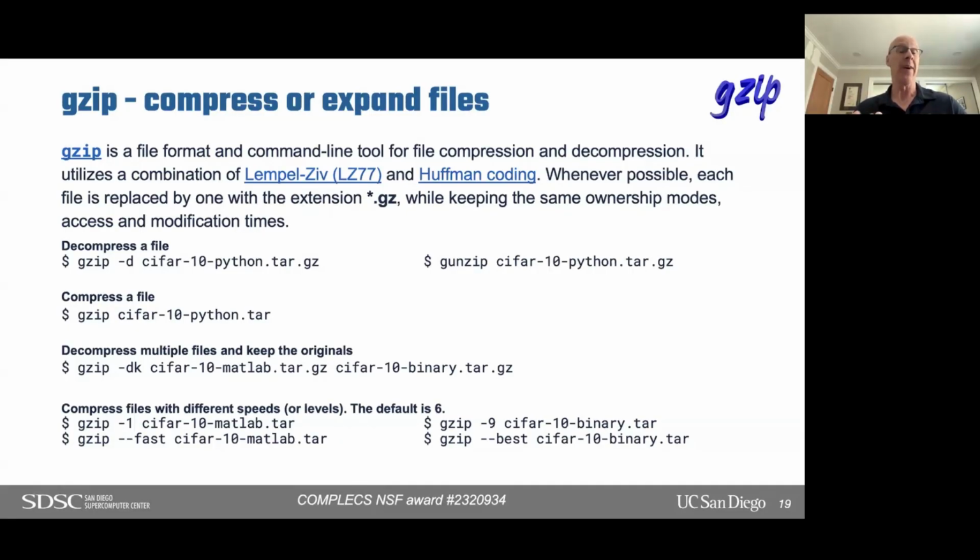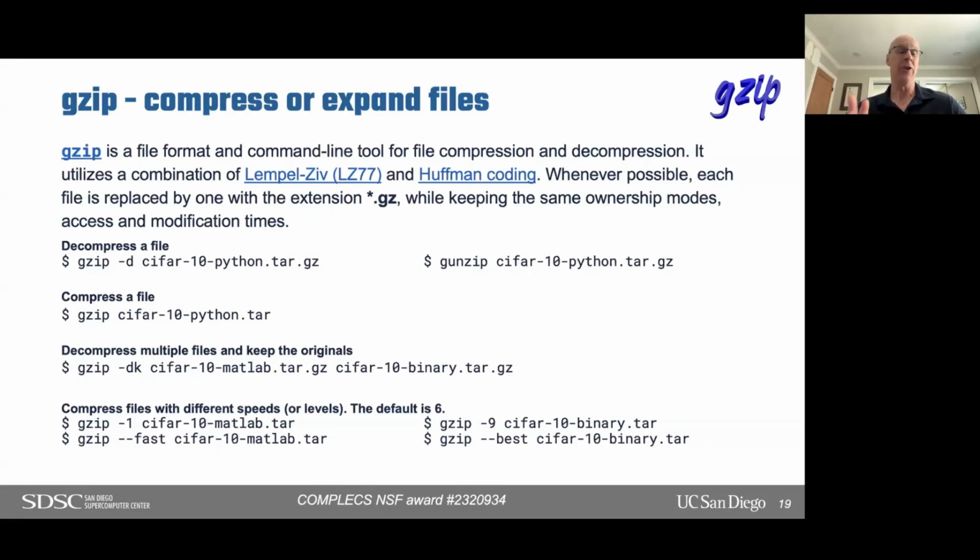If you want to compress a file, just use gzip followed by the file name. If you want to decompress multiple files, you can, and keep the originals. Again, I could use the -d flag. I could use -k for keep. And this is going to work for both compression and decompression. And I could compress files with different speeds or levels. Now, I've experimented with this in the past.